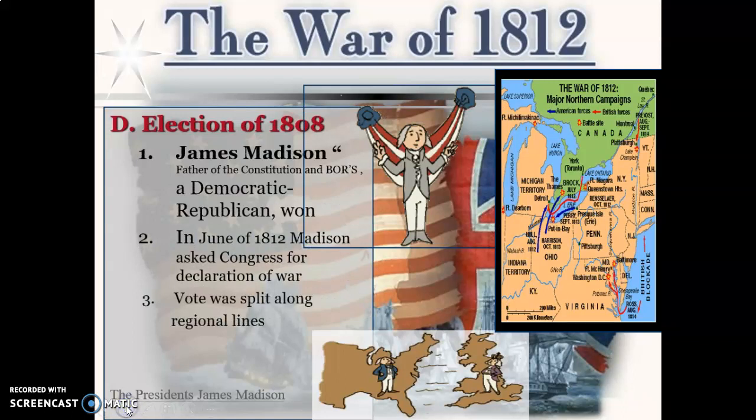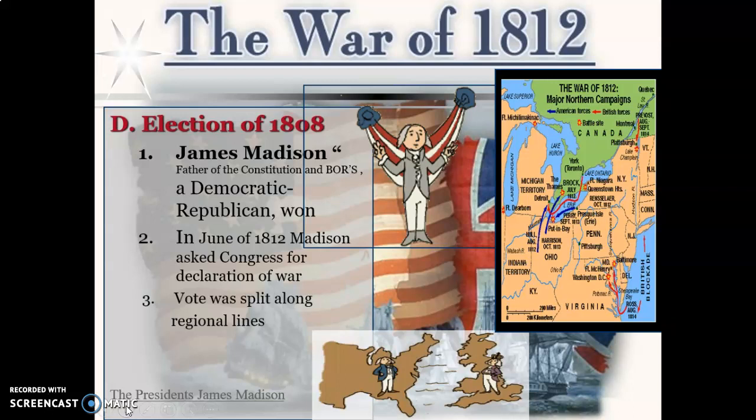So, probably need to know James Madison, father of the Constitution and Bill of Rights, and he's from Virginia, so we keep the Virginia line running here. Thomas Jefferson's from Virginia, James Madison's from Virginia. He's a Democratic Republican. Remember, he serves 8 years as Secretary of State under Thomas Jefferson. June 12th, Madison asked Congress for a declaration of war. The vote is split along regional lines.